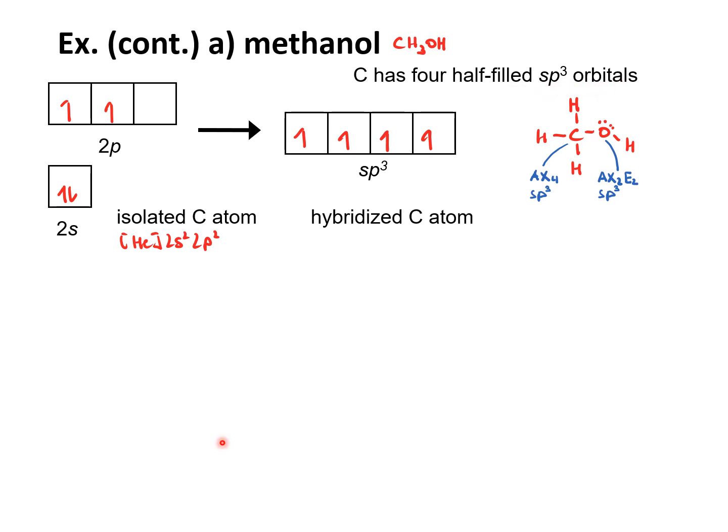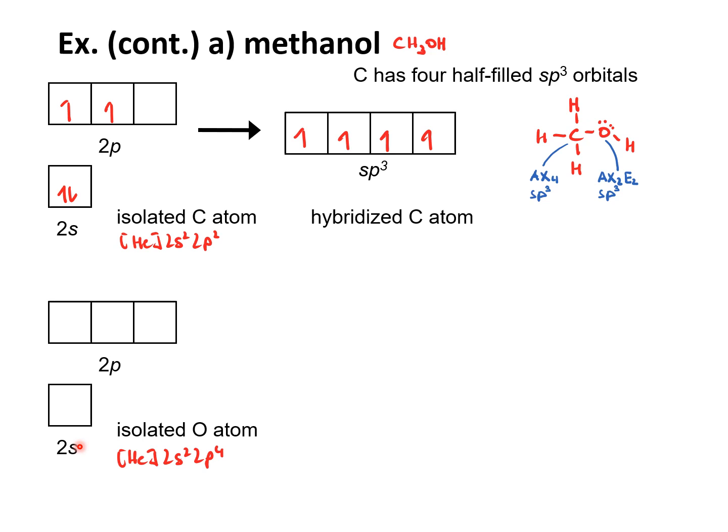Next, looking at oxygen, we can see that the electron configuration, which being in group 16 and based on its position in the periodic table, can be written as helium 2s2 2p4. So in this case, we see that oxygen has 6 valence electrons. And again, looking at the atomic orbital diagram for oxygen, we will place those 6 valence electrons as shown here.